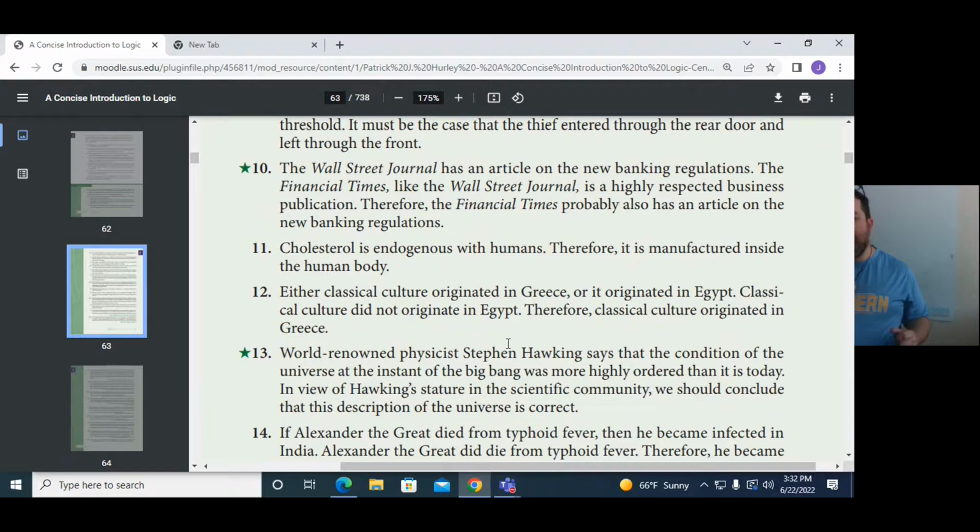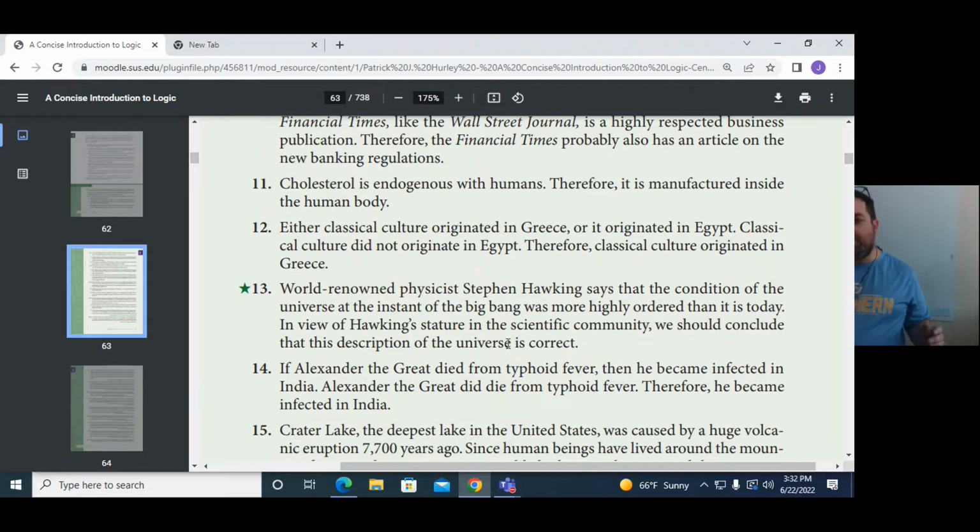Now, number 11, we haven't seen an example. Cholesterol is endogenous with humans. Therefore, it's manufactured inside the body. You'll need to look up the word endogenous. Pause to consider. That's right. Endogenous means something is made inside the body. So cholesterol is endogenous with humans. Therefore, cholesterol is manufactured inside the human body.